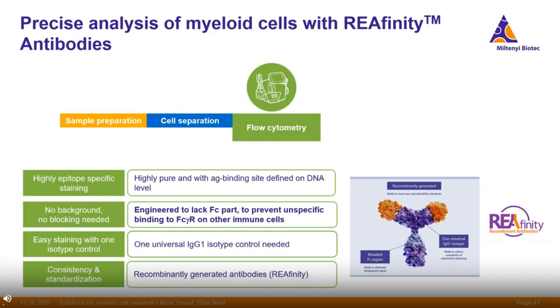You'll be able to do precise analysis of your myeloid cells with our REAffinity antibodies. These are recombinantly engineered antibodies, so lot-to-lot consistent. They are highly pure, and they consist of one universal isotype control, so one human IgG1. And most importantly, these antibodies are engineered to lack the Fc part, which leads to prevention of unspecific binding.